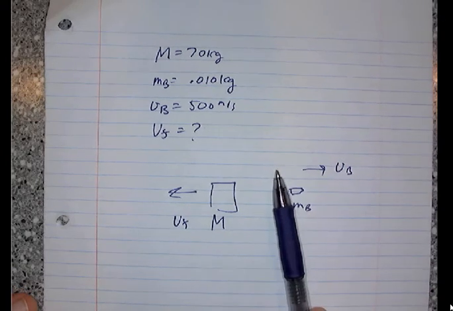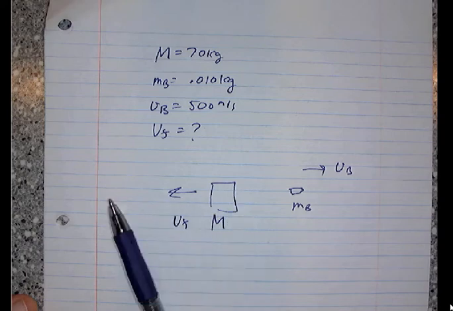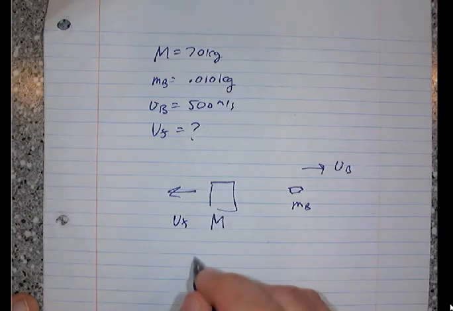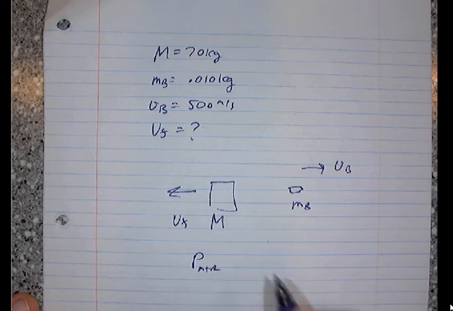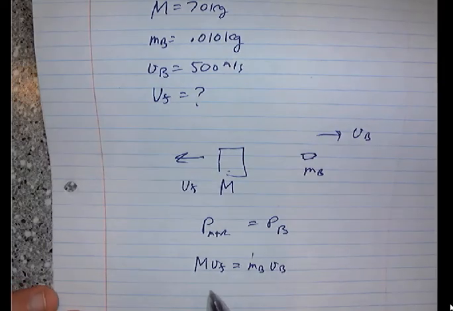Whatever momentum the bullet has to the right is balanced by the momentum of the man and the rifle to the left. So momentum of man plus rifle going one way has to be equal to momentum of the bullet going the other way. So the momentum of the man and the rifle would be big M V final. That's a certain amount of momentum this way. That's got to be equal to the momentum of the bullet, which is the mass of the bullet times the velocity of the bullet. And then you can figure out the speed afterwards.